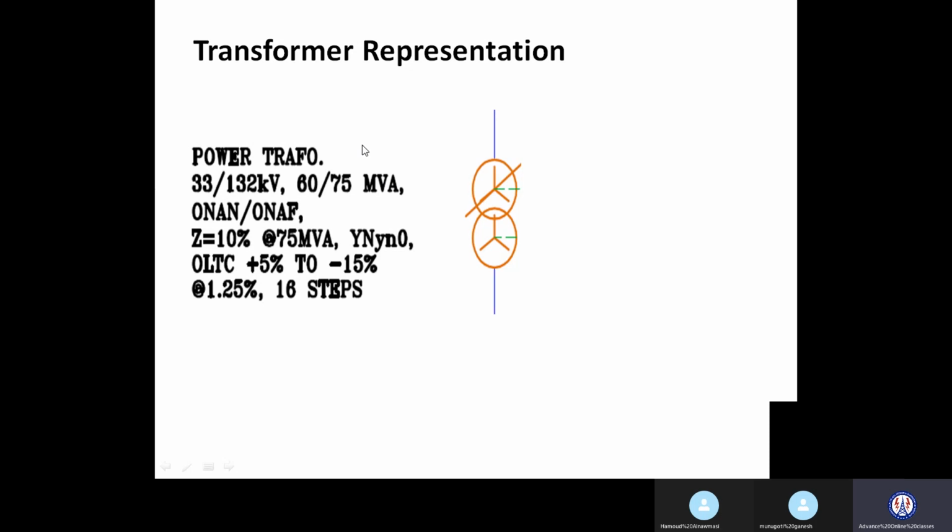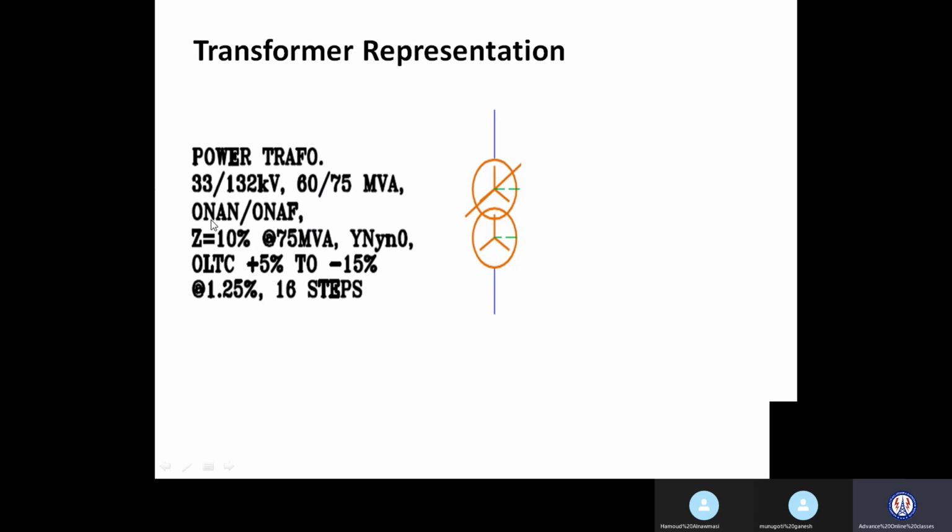Next we represent the MVA capacity of the transformer, meaning what rating of transformer you are using in your system. You may be using a 10 MVA transformer, 5 MVA, or 100 MVA. That rating is what you mention here. After the rating, next you mention the cooling method of the transformer. In transformers we use different types of cooling methods.